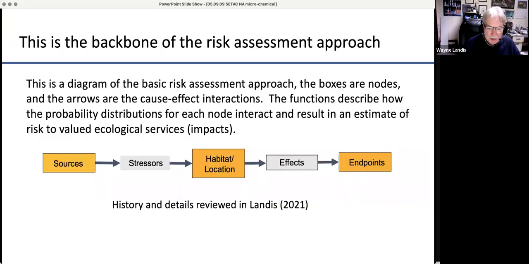It's all based on a real simple idea. We have a cause and effect pathway. It starts with sources, which produce stressors that are in particular habitats or locations that generate effects upon the organisms or other features that are managed, considered endpoints, and that collection of all those different kinds of effects are the impacts. And the history and so forth is covered in Landis 2021.